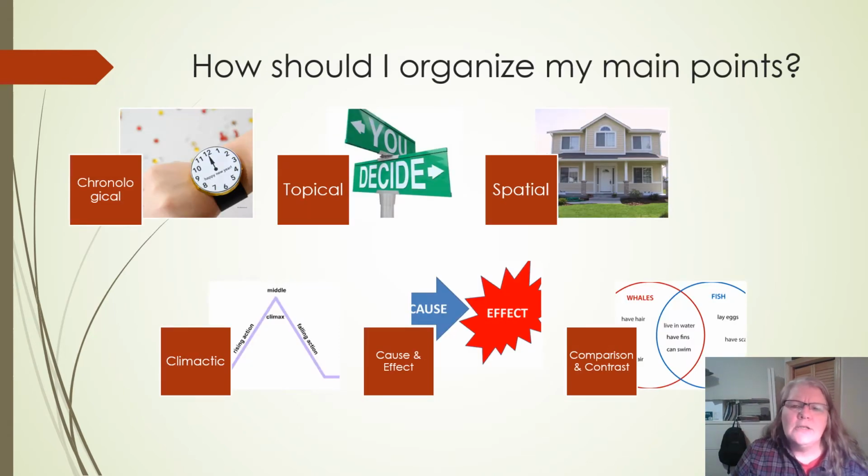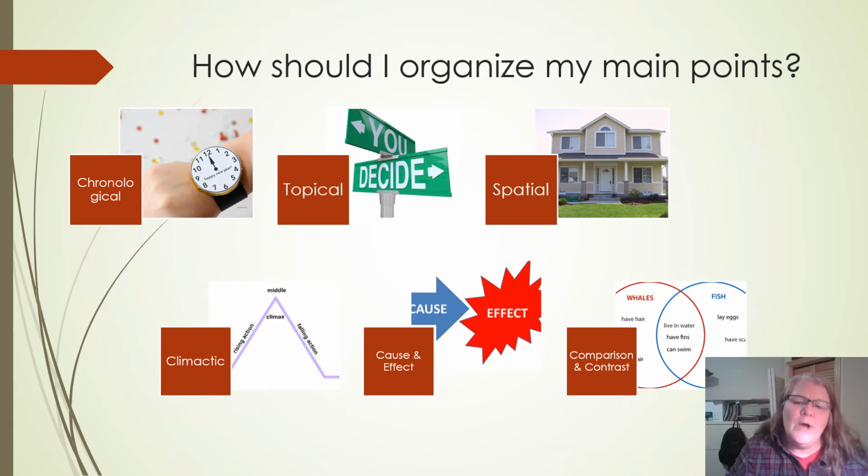Let's go and talk for a second about how you could organize your informative speech. There are typically 6 different ways. Chronological means you are putting the information in chronological order. What happened first, second, and third. Topical is you can decide. This is sort of like a free-for-all.